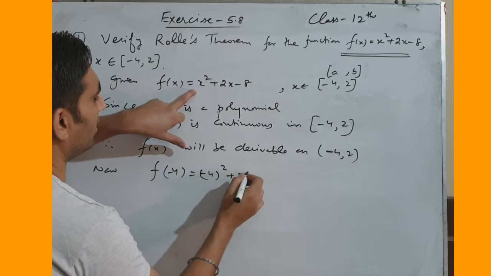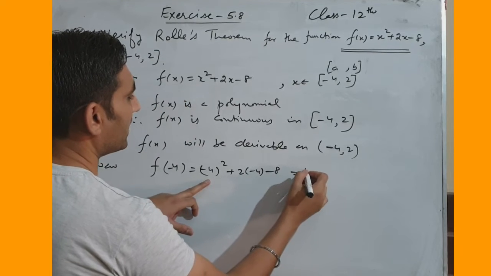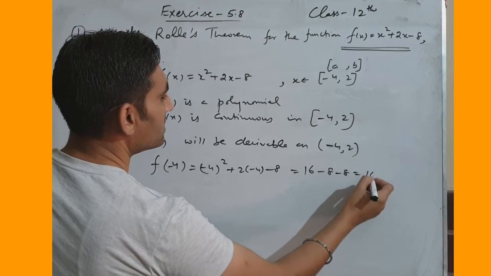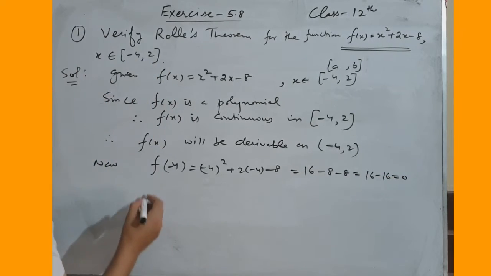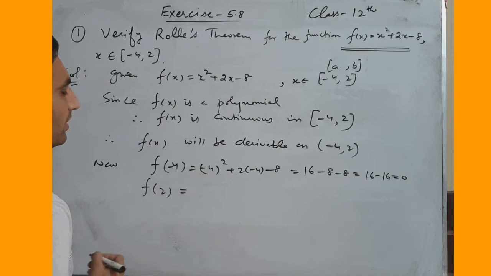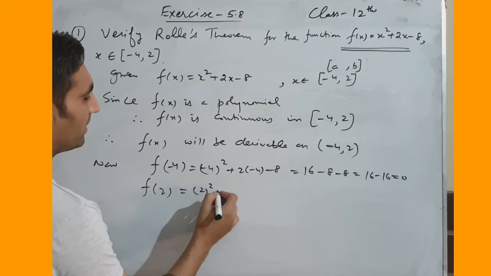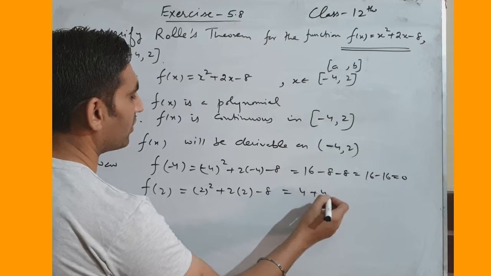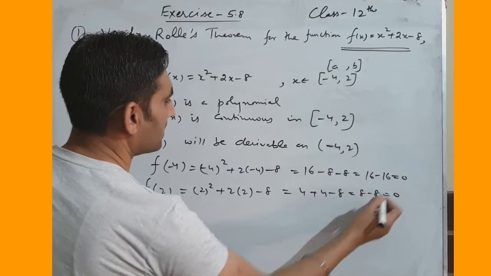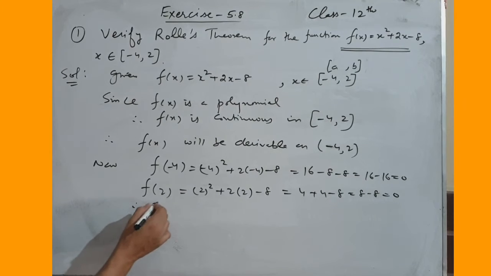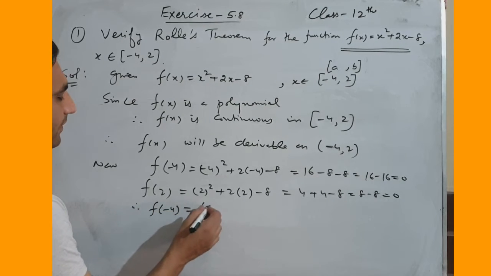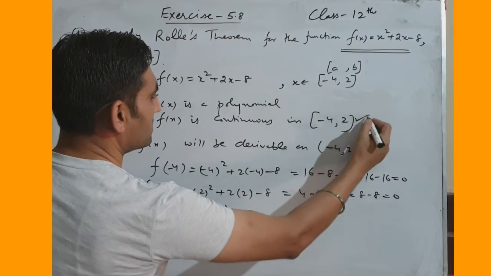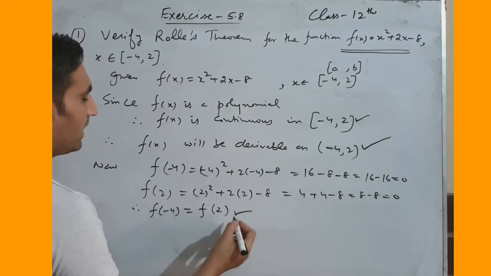Minus 4 square plus 2 into minus 4 minus 8. And the answer is minus 4 square 16, minus 8, minus 8, or 16 minus 16 equal to 0. Secondly, f at b means f(2). Put 2 in the polynomial: 2 square plus 2 into 2 minus 8. 2 square is 4, 2 into 2 is 4, minus 8, or 8 minus 8. Lastly, the answer is 0. So you can write, therefore, f(-4) equals f(2), and they both are equal. So we checked 3 conditions: continuity, differentiability, and f(a) equal to f(b).